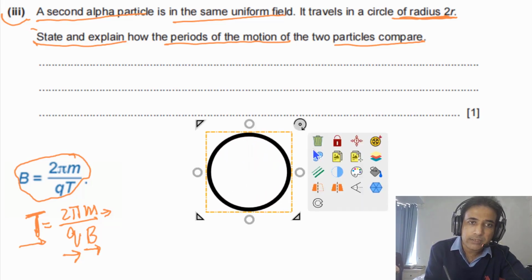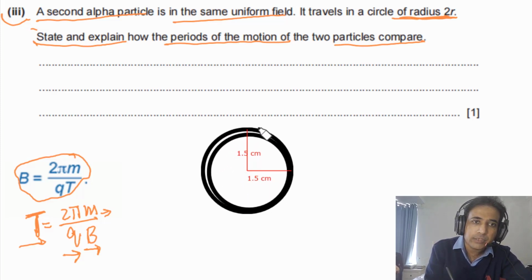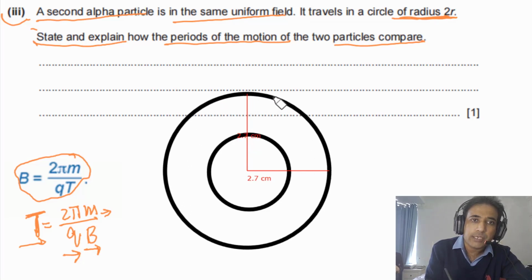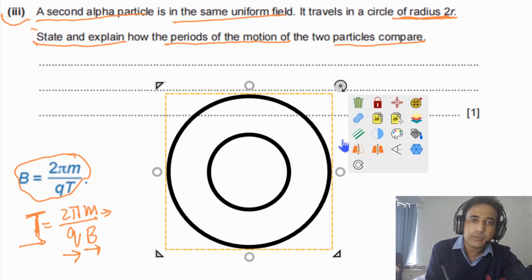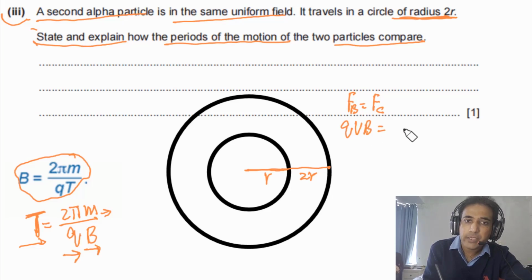So imagine that this is one circle, one alpha particle is moving in this one, and second alpha particle is moving in this circle. Radius is 2 times, so this radius is 2 times. So simply we can draw like this. The first alpha particle has radius r, is moving in this one, then second alpha particle is moving in this circle, and this radius is 2r. Now if we start, in this case magnetic force is providing the centripetal force, so we can start from here. Magnetic force is providing the centripetal force, and magnetic force is QVB. This is equal to mv square divided by r.